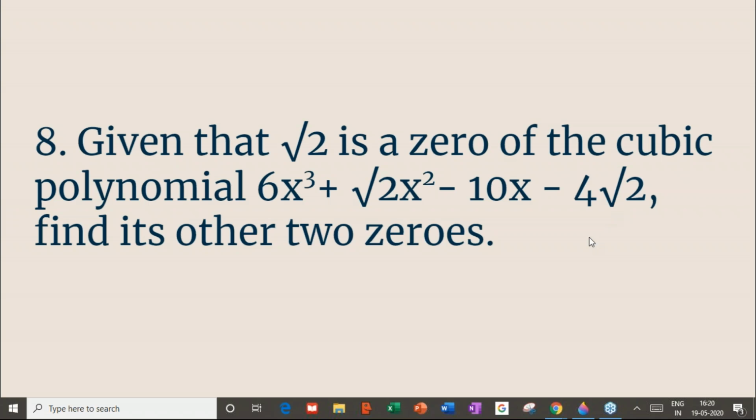Okay, I'll give you a hint, guys. One of the zeros of the cubic polynomial is given, which means you can use that zero as a divisor. How will you use it as a divisor?